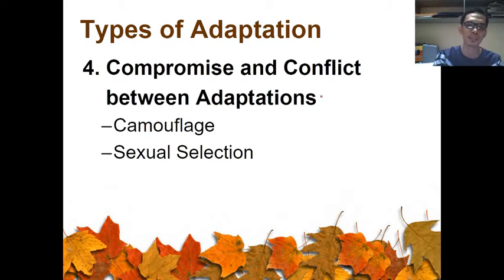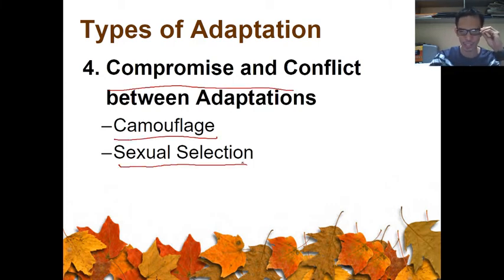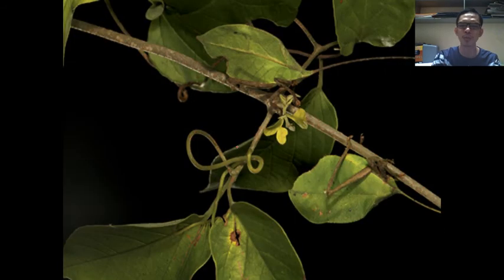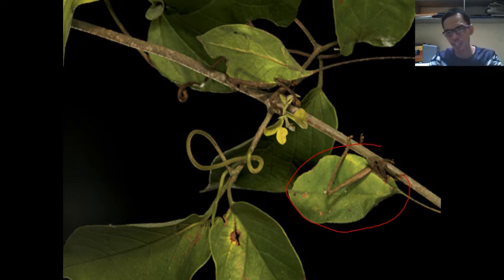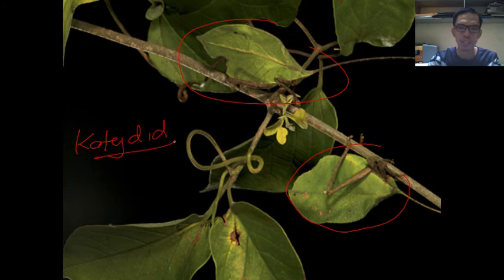Next one. Alright, so the fourth type of adaptation is the compromise and conflict between adaptation. So we have the camouflage and then sexual selection. In this case, we'll give you one example. So in camouflage, this is the organism. If you pause this video before I answer this, where's the organism here in the picture? So this is a katydid, an insect.